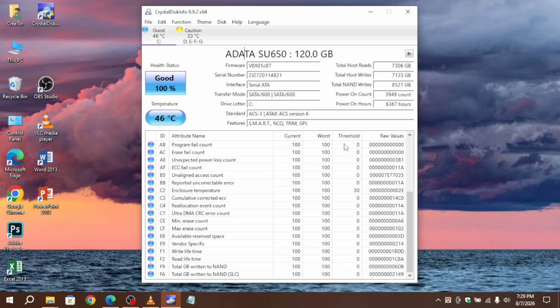Focus on health status, temperature, S.M.A.R.T. data, and changes over time. That's usually enough to get a clear picture of your drive's condition.